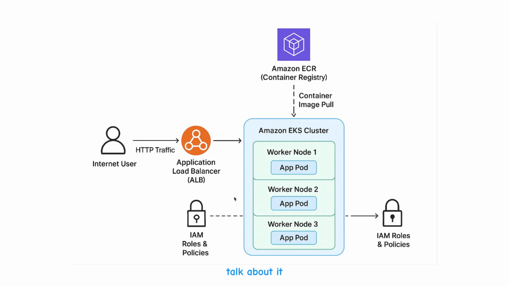Now let's talk about the business benefits. The first one is cost optimization, that is, pay only for EC2 instances and Application Load Balancer usage. The second one is auto scaling, which prevents over-provisioning. The third one is managed EKS, which reduces operational overhead.